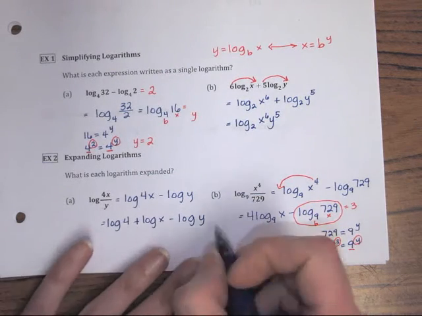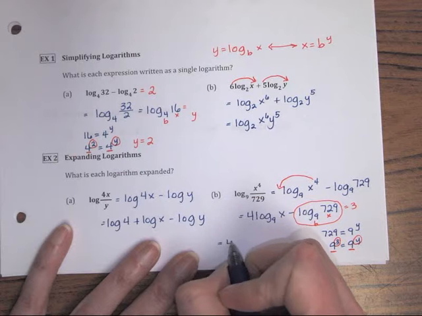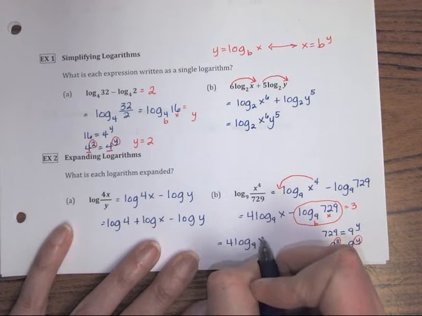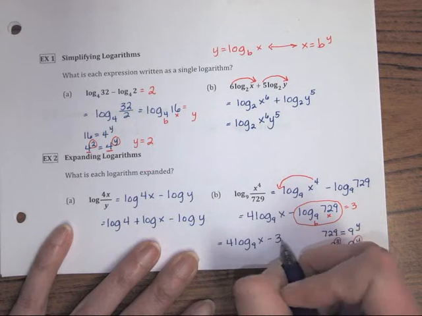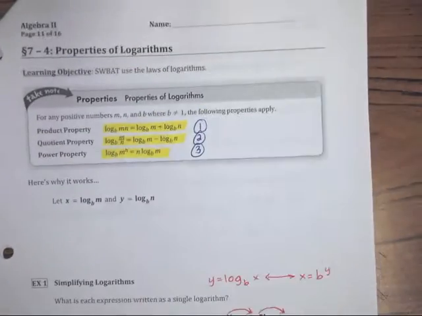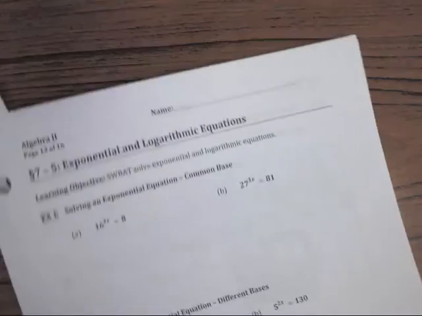So our final answer would look something like this. 4 log base 9 of x minus 3. Okay, let's turn the page.